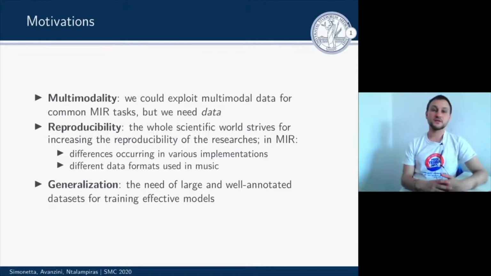The third keyword is generalization. Generalization has gained attention due to the rise of machine learning. The thing is that we need to increase the number of well-annotated datasets for training effective models. Many of the MIR methods are trained on very small datasets, and they have a low ability to generalize when tested on different datasets.